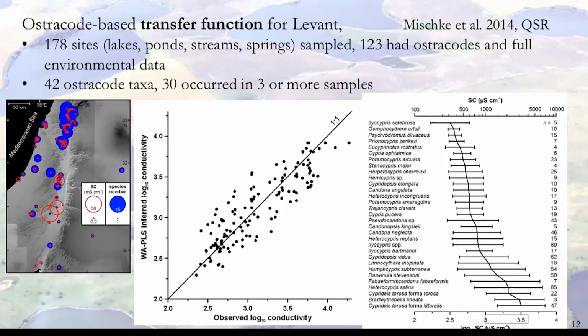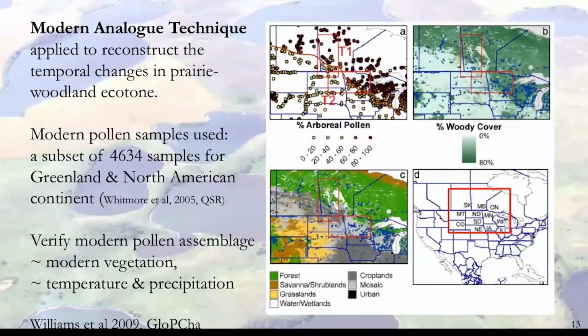Okay, in the modern analog technique, this one was used to reconstruct the temporal changes in the prairie woodland ecotone. So in figure A, the brown line is the division between areas to the northeast, which has many more trees, and to the southwest, which is more prairie. Figure B is from the remote sensing data. Figure C is what the modern vegetation looks like.